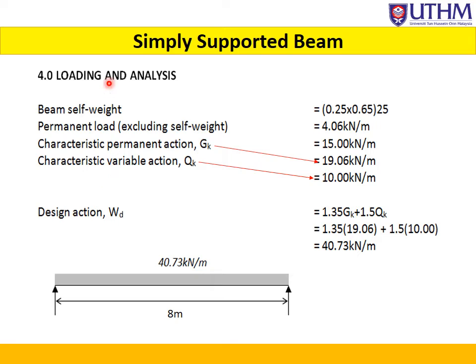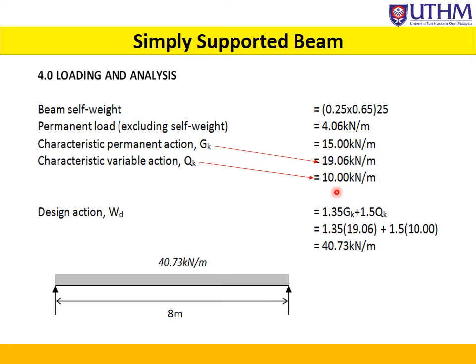Now we do the loading and analysis for the simply supported beam. First, we calculate the beam self-weight. So this is b 250 and h 650. We multiply with the density of reinforced concrete, 25. We get 4.06 kN per meter. The Gk given in the question is 15 kN per meter. So we add 15 to the beam self-weight. We obtain 19.06 kN per meter.